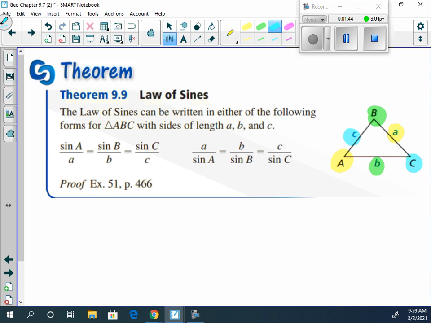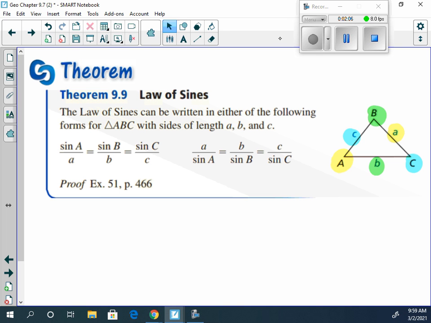Side lengths are always going to be lowercase. Angles are always going to be capital. And we can use these to solve for the missing side length of any side of a triangle. Now, law of sines has some particularities to it, and we won't get fully in depth into what they are. But we're going to look at two main cases.